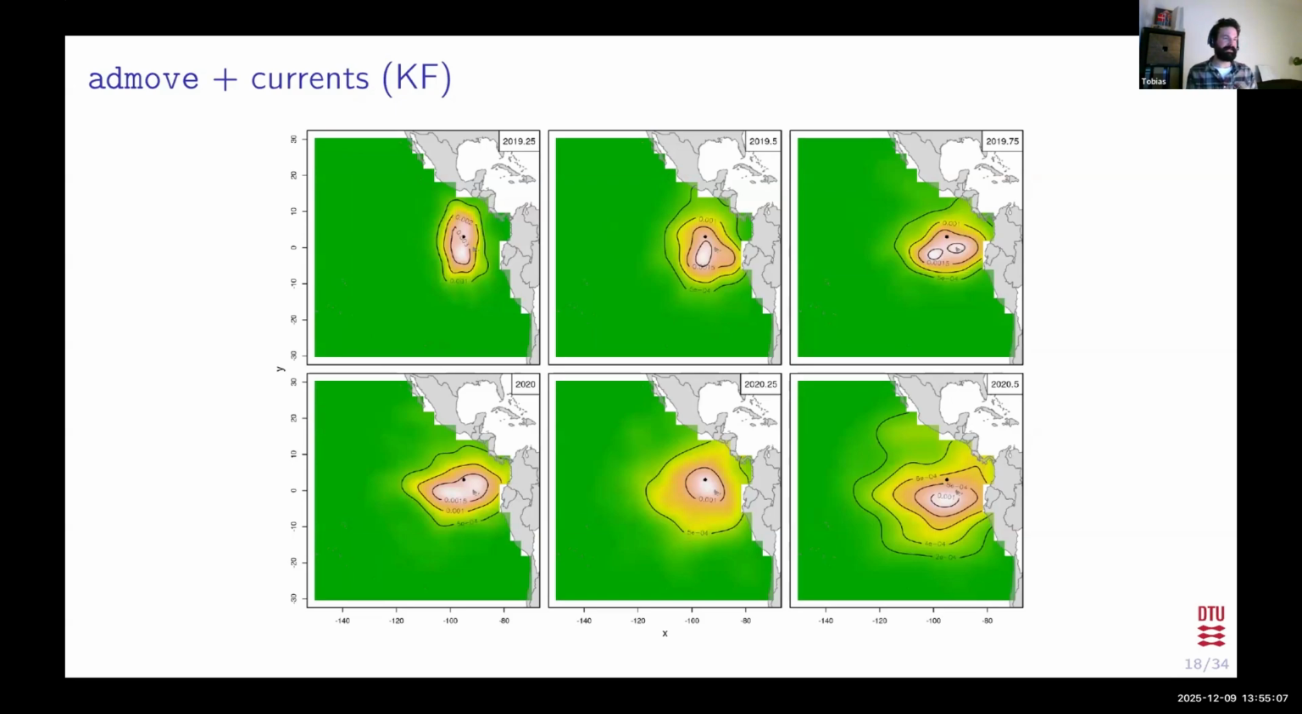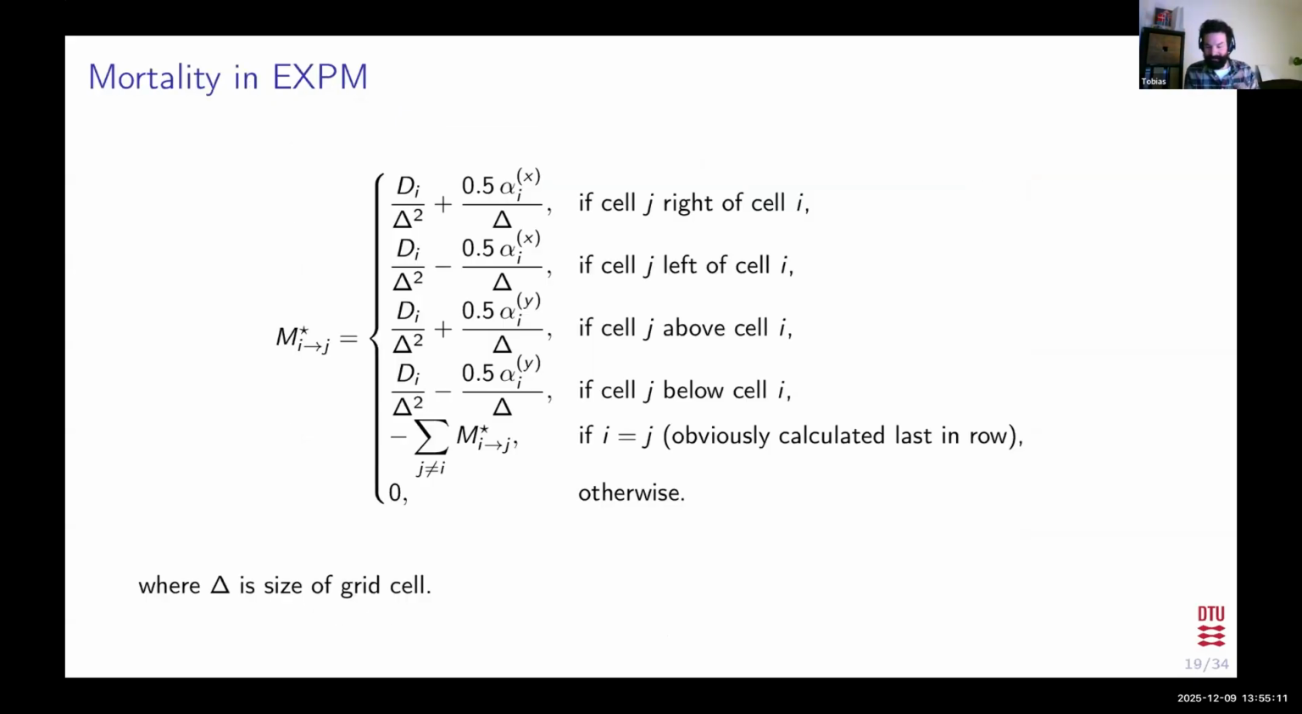Yeah, but we are still working on this. Not a lot of time left, but still a lot to say. This is how you could set up this generator matrix for the matrix exponential approach. By using the neighboring cells, you could construct this instantaneous matrix.